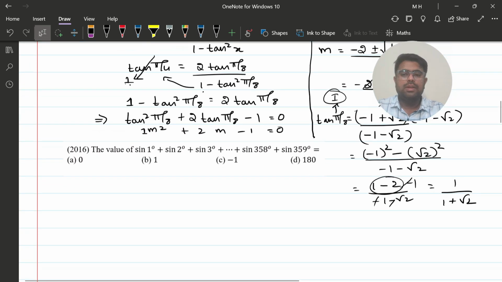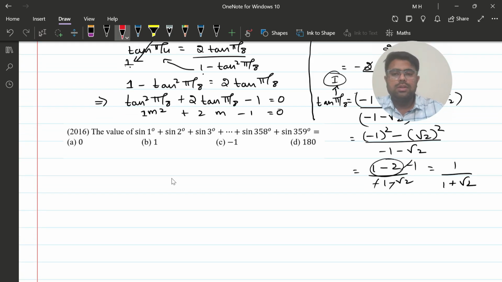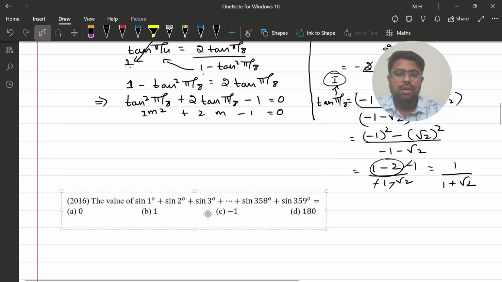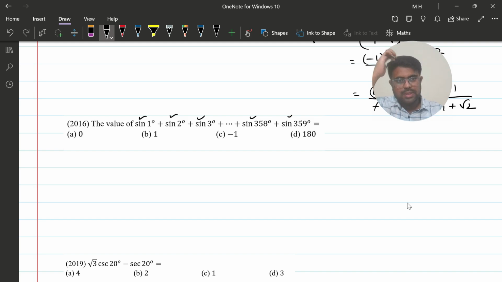Fine. So without any further delay, let us go to the next question. Just a minute, I will just bring this down. Okay. Fine. The value of sine 1 degree, sine 2 degrees, sine 3 degrees, up to sine 358 degrees. See, it's very much obvious that it is impossible for us to find out the values of this. So we have to play around with these terms that they have given.